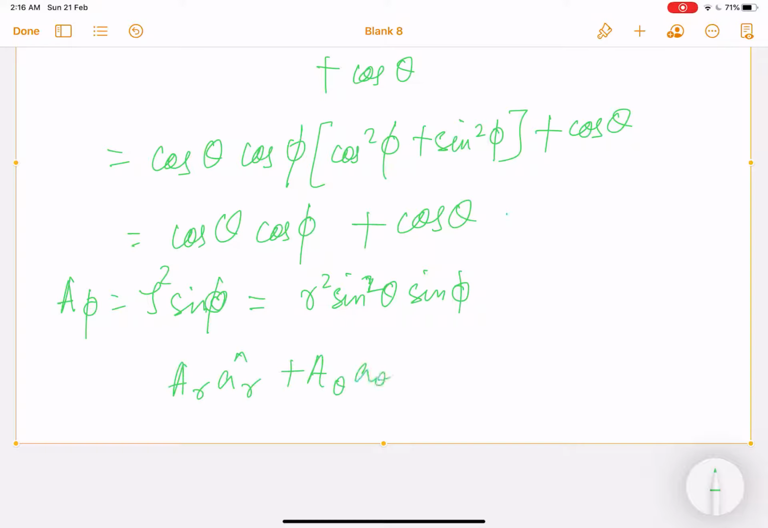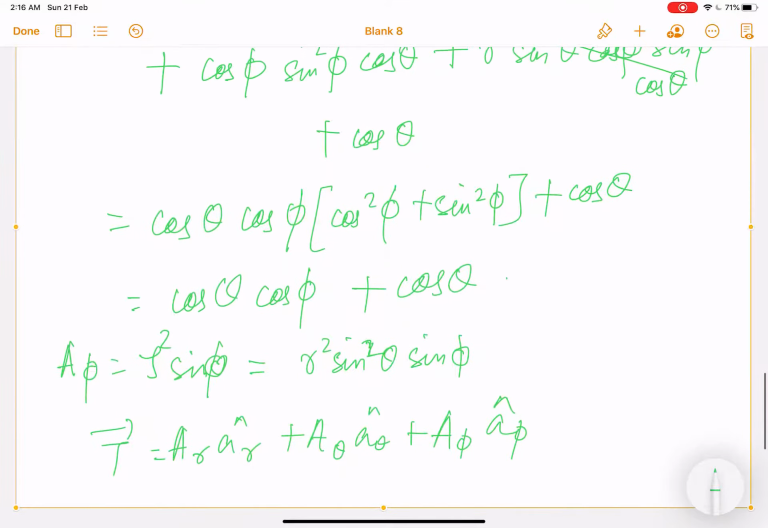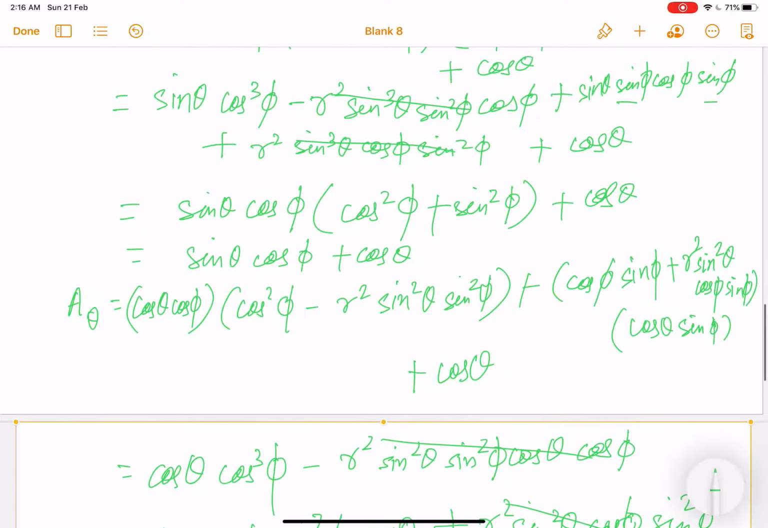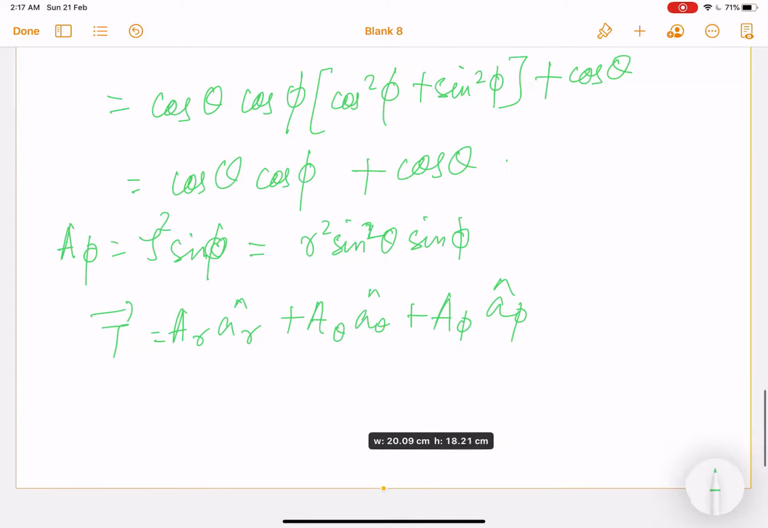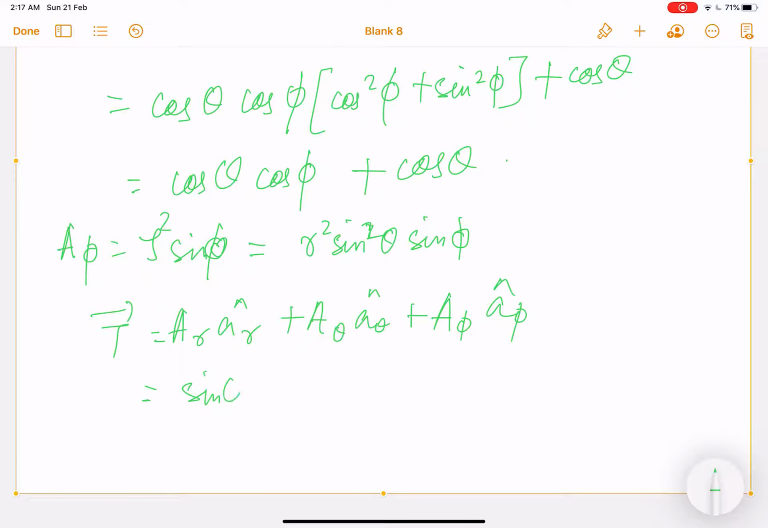AR, A theta cap plus A phi cap. Okay, so this T vector is equal to all this. Let me write it over here. This is sine theta cos phi, sine theta cos phi plus cos theta AR cap plus this one will be cos theta cos phi plus cos theta.